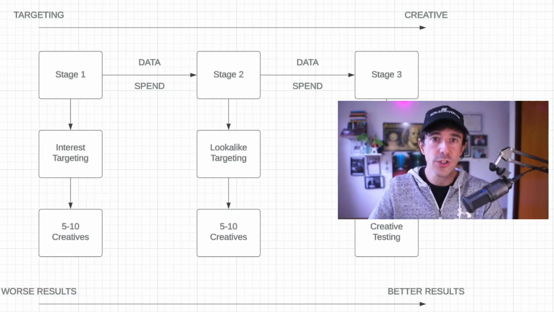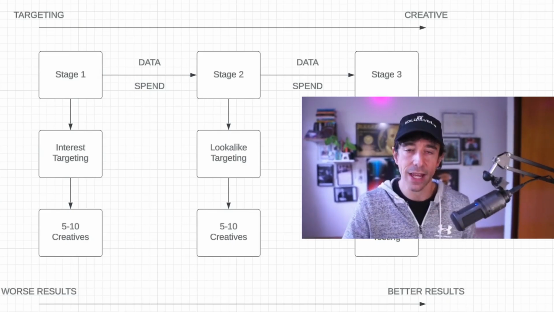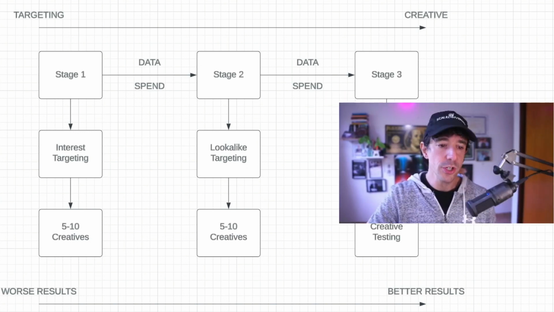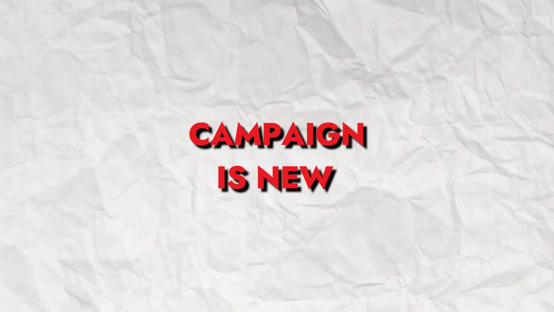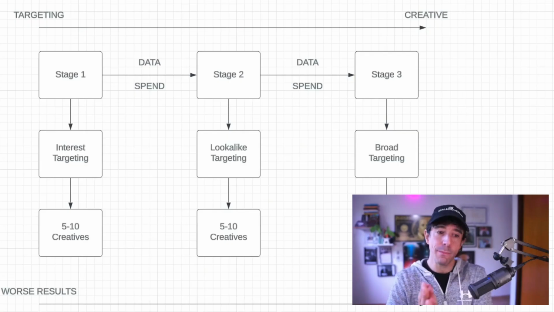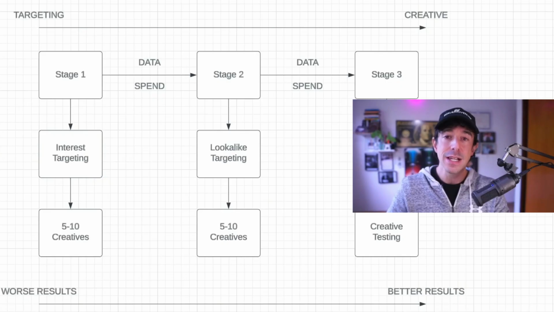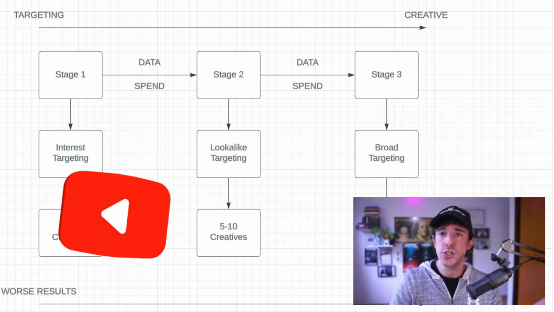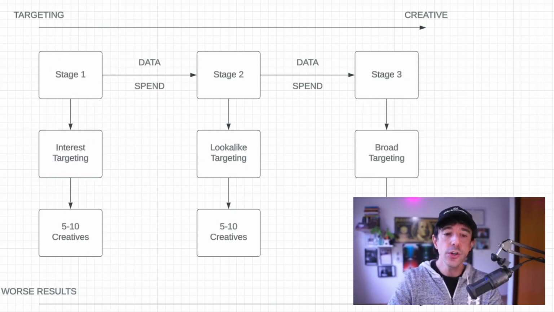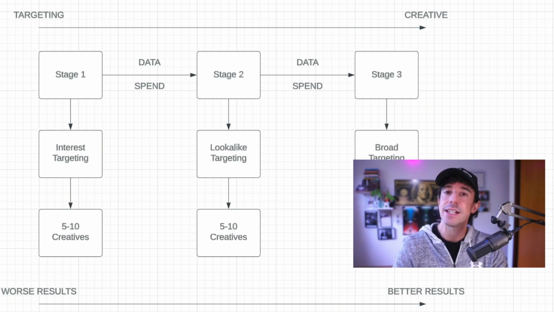Stage number 1 is when you're starting a campaign from scratch, okay? When you just launch your first couple of ad sets, and it might be that your ad account is new, or this campaign is new, or maybe the funnel is new. So at the beginning, stage 1 is interest targeting, okay? Especially on Facebook, and this also applies to YouTube and some others like TikTok and Twitter. You're going to be doing a lot of interest targeting.